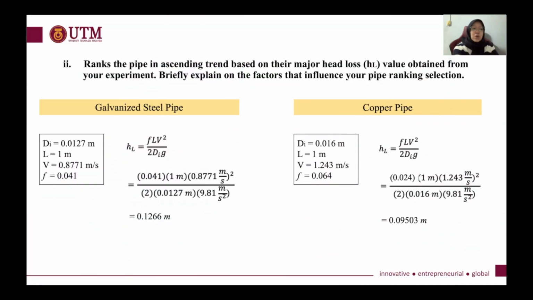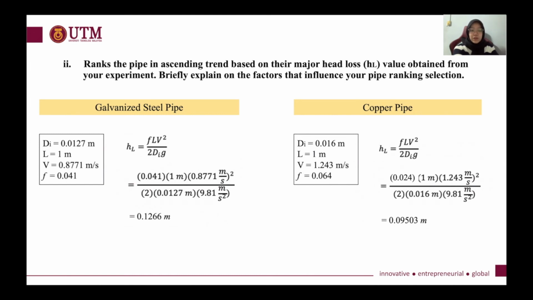Alright, next question is: rank the pipes in ascending trend based on their major head loss value obtained from your experiment, and briefly explain the reasons that influence the pipe ranking. So for the galvanized steel pipe, I got the head loss 0.1266. How to do it? Just substitute the given data in the box at the left side into the HL formula, and then we will get the head loss for the galvanized steel pipe.